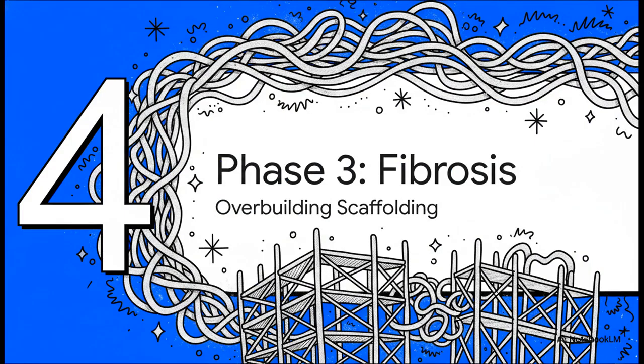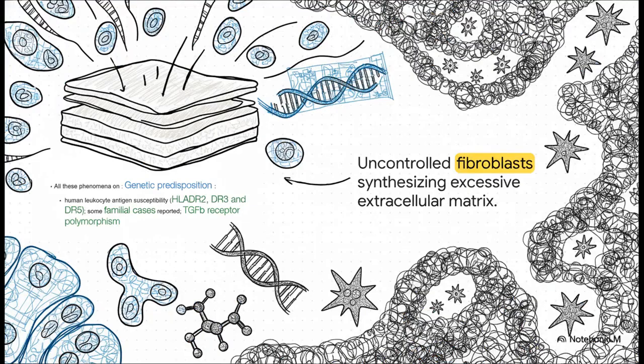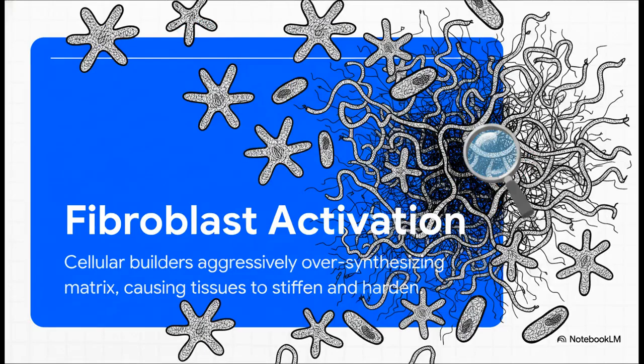Section 4. Phase 3. Systemic fibrosis. Overbuilding the scaffolding. So, this brings us to the definitive clinical endpoint of the disease: skin sclerosis and systemic fibrosis. The immune system handed out those faulty blueprints, and the cellular builders, well, they've taken them entirely literally. The result is the physical hardening and thickening of the skin, and eventually the internal organs. The primary culprit in this final stage is uncontrolled fibroblast activation.